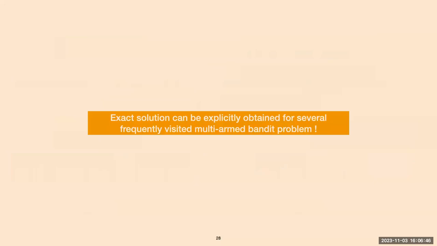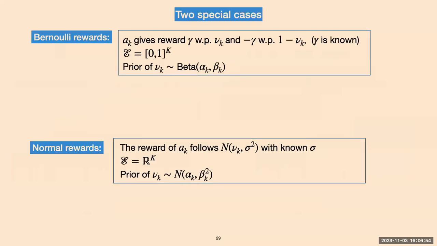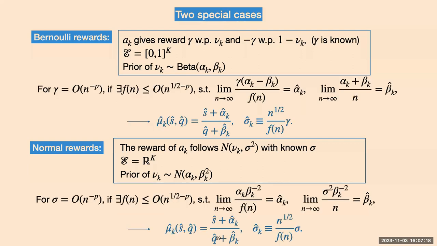Let me explain those cases where we can directly obtain the exact solution. It's these two special cases. The first is the Bernoulli reward, which I have already explained in the beginning. The second is the normal reward, where the reward follows a normal distribution with an unknown expectation and a known variance. In both cases, the rescaled drift and diffusion terms have a similar form. The rescaled drift term is S hat plus some constant over Q hat plus some constant, and these two constants relate to the prior measure of your Bayesian framework. And in both cases the diffusion term is some constant.